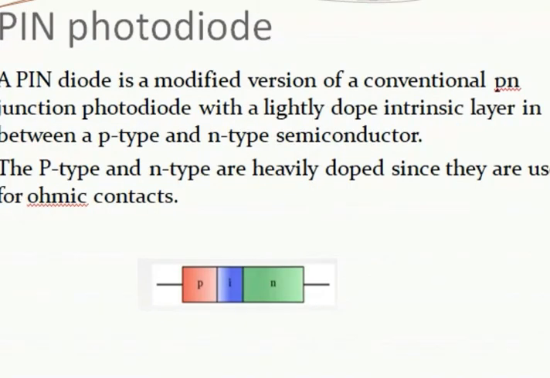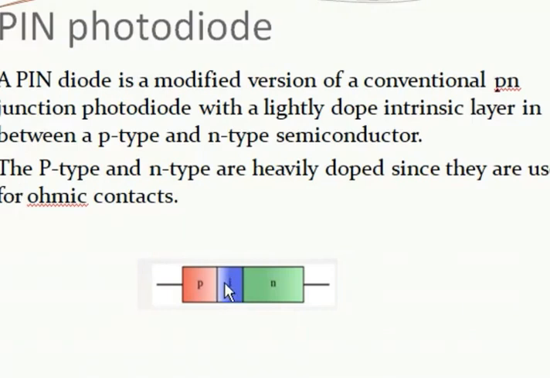In order that the light penetrates deeply into the semiconductor material so that more electron hole pairs will be generated, a wider depletion region is necessary. Hence, to achieve this, the n-type material is doped so lightly that it can be considered intrinsic. As we know, intrinsic means a semiconductor in its pure form, that is, not mixed with any impurities.